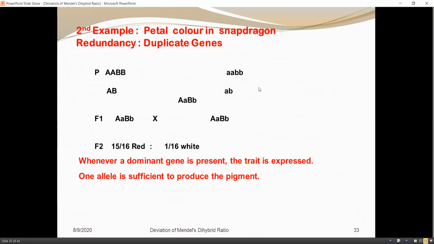A second example of this can be seen in snapdragon duplicate gene, and the color of the flower can be red or white. If capital A is present, then also the flower will be red. If capital B is present, then also the flower will be red, and only 1 of 16 combinations will be white. So the ratio will be 15:1.